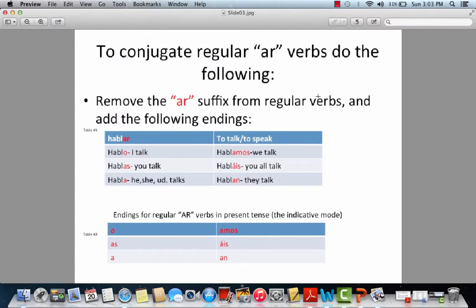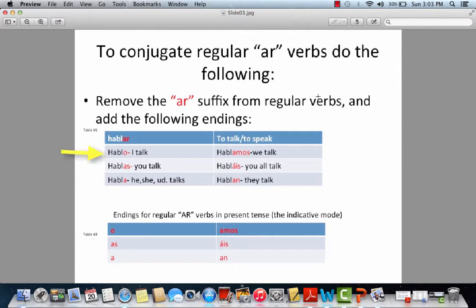Let's conjugate AR regular verbs in the present tense. AR verbs are the most common verbs in Spanish. In this example, I'm using the verb hablar. The way I conjugated hablar is by removing the AR suffix, replacing it with the corresponding endings that I got from my second table over here.